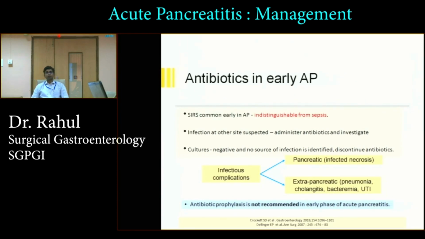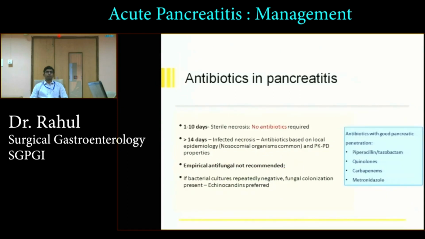But if infection at other sites is suspected, say a pulmonary infection, a perforation, or cholangitis, then we may administer antibiotics and send for the pertinent investigations. If the patient develops infection, say in the second or third week of pancreatitis, and there is infected necrosis or extrapancreatic infection, then we can always use antibiotics judiciously. As for what choice, we are coming to that.